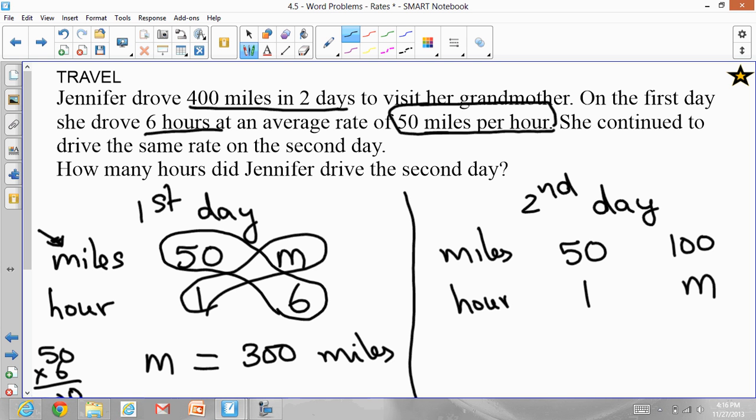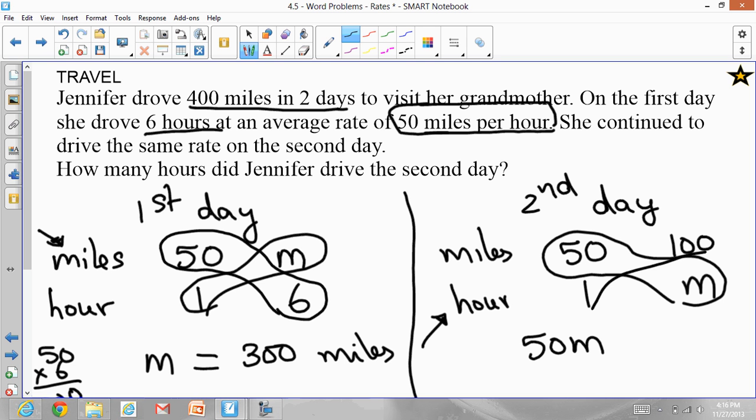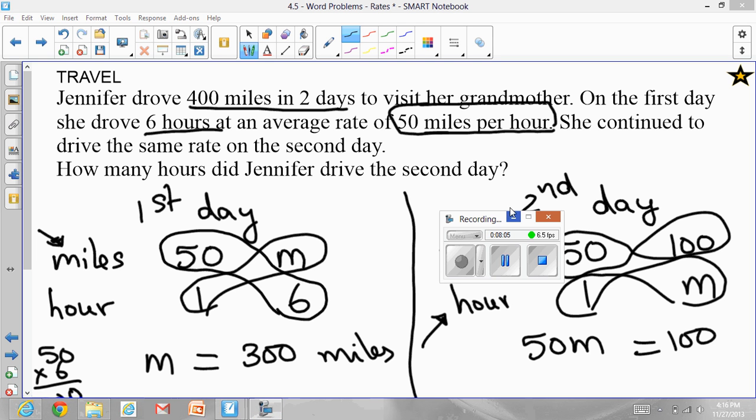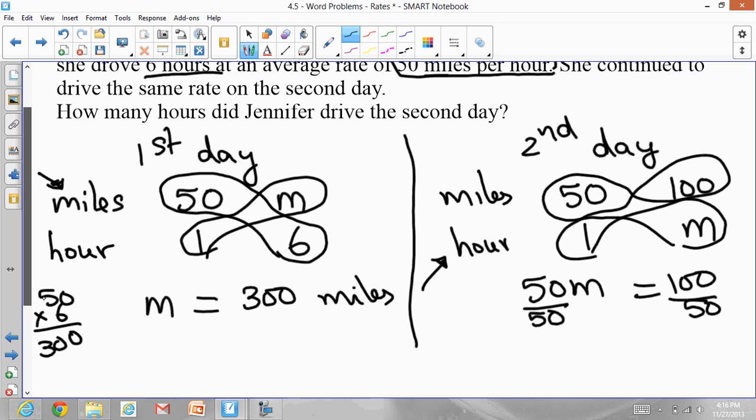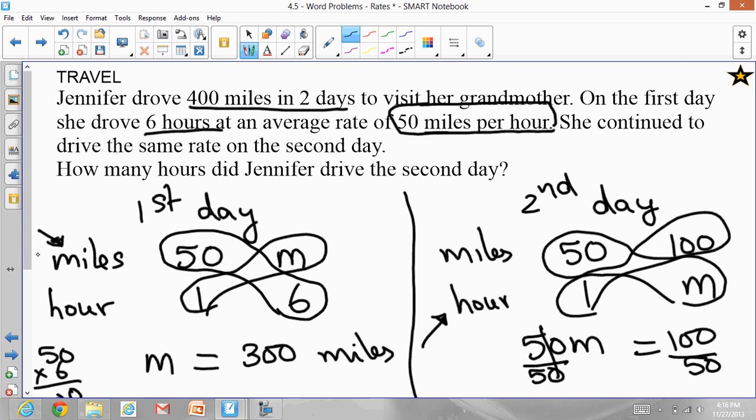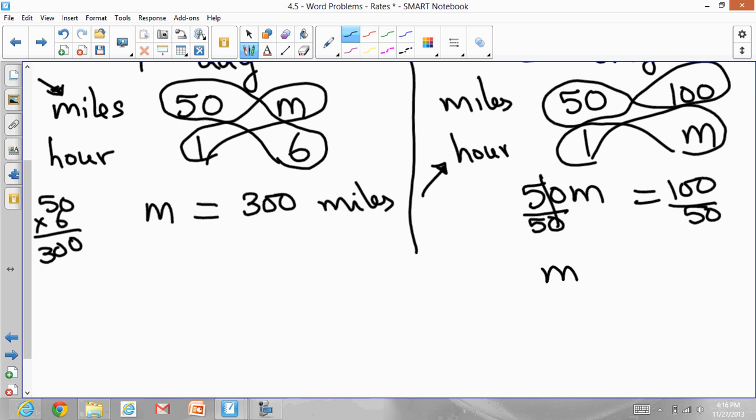My last one is my M, which is what I need to find. Once again, the same thing. 50 multiplies M to give you 50M. 1 times 100 is 100. Divide by 50. Divide by 50. Cancel. You get M equals 100 divided by 50. It's going to give you 2.